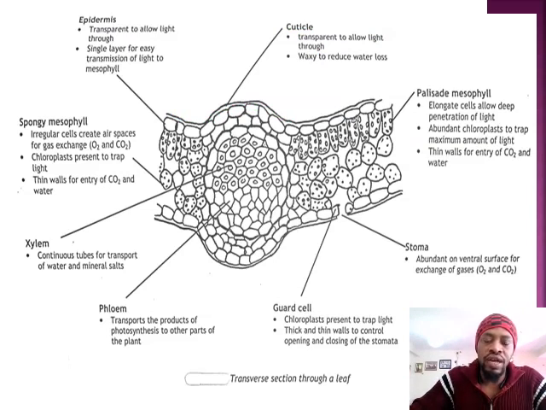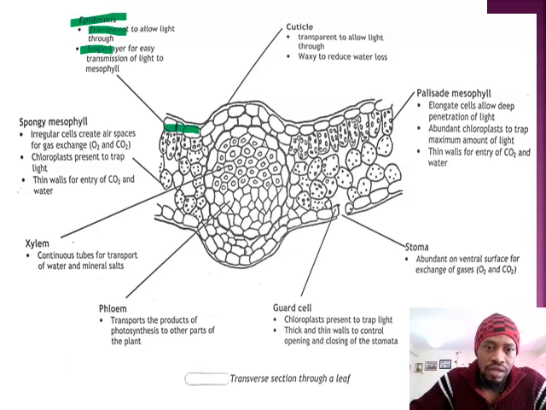Now, we also look at the epidermis. The epidermis is like the skin. After the cuticle, we have the main skin itself of the leaf. The epidermis also is transparent, for the same reason as the cuticle, to allow light to pass through. It also has just a single layer. It's not thick. It is thin for easy transmission of light to the mesophyll.